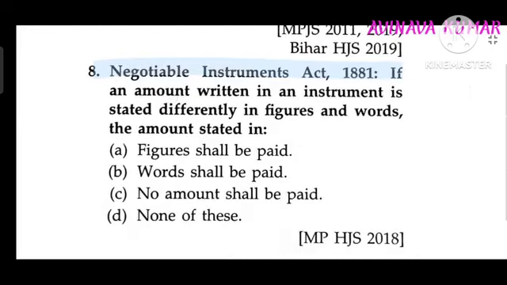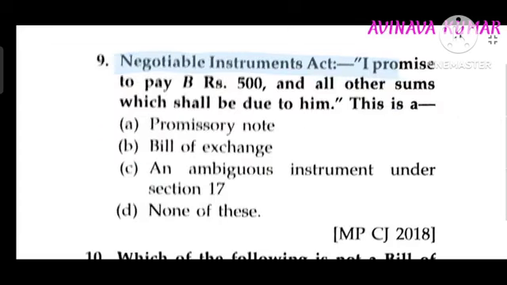Negotiable Instrument Act 1881. If an amount written in any instrument is stated differently in figure and words, the amount stated in words shall be paid. Negotiable Instrument Act. I promise to pay B and all other sum which shall be due to him. This is none of these.